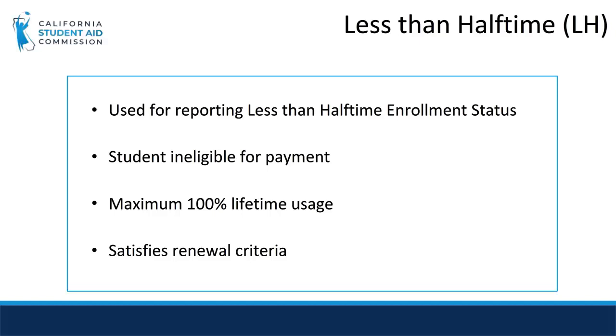LH stands for less than half-time. This should be used if a student is attending school less than half-time. Due to the student's enrollment status, the student is ineligible for Cal Grant payments during that term. Also, the student is limited to 100% maximum lifetime usage of the LH status, which is equal to 2 semesters or 3 quarters. This code satisfies the renewal criteria.